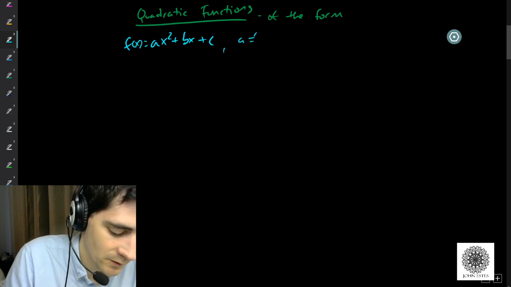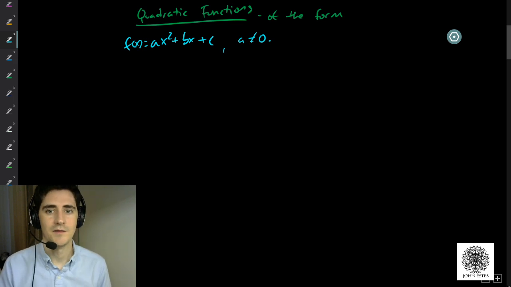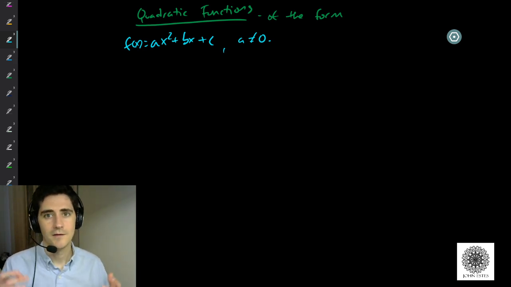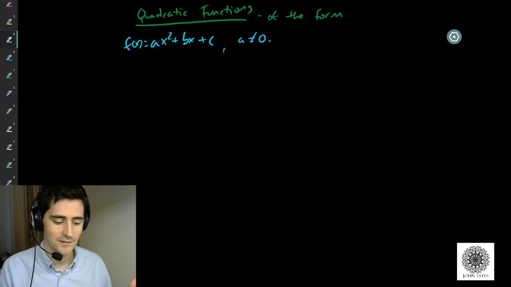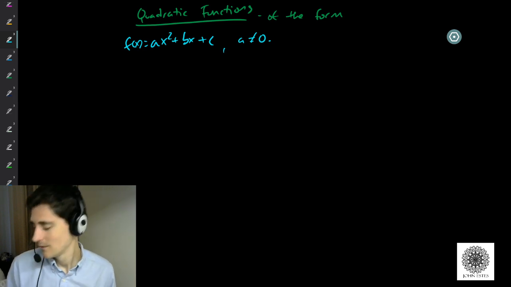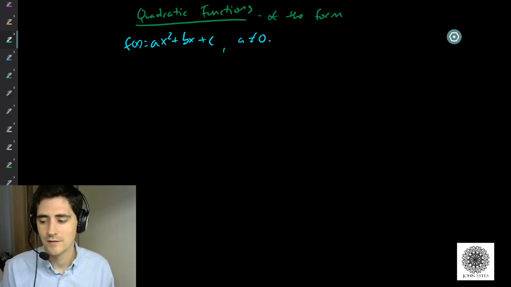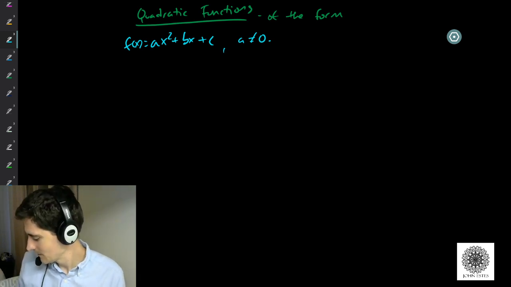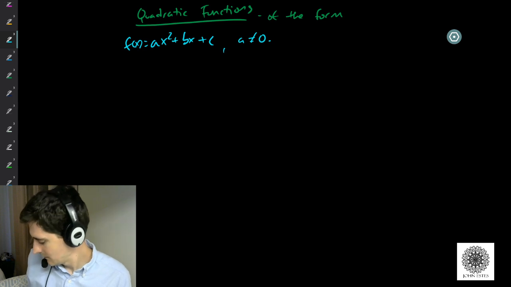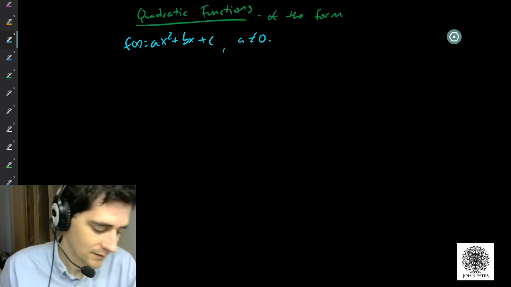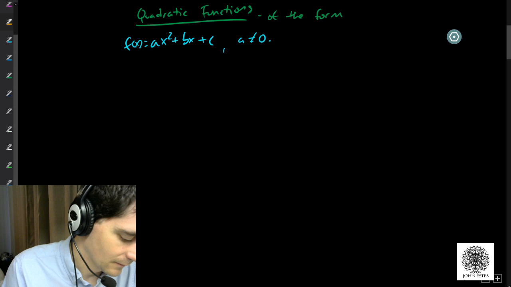And this time we really do need a to not be 0, because if a is 0, the thing's not quadratic anymore. It's going to be linear or constant. Okay. Now the question is, what do these things look like? So I'm going to try to use some Desmos here to figure that out. Let me get an example of one, and then we'll look at it in Desmos.